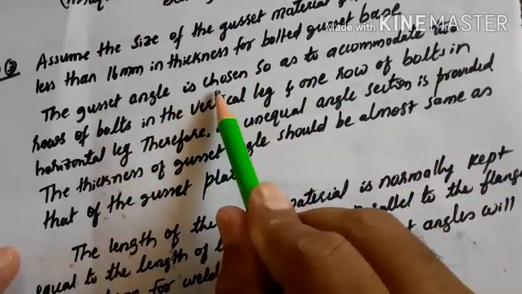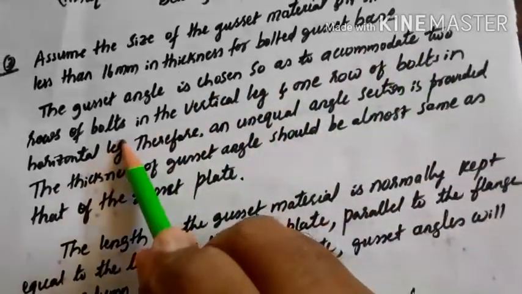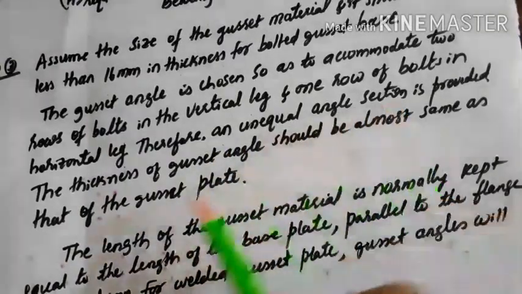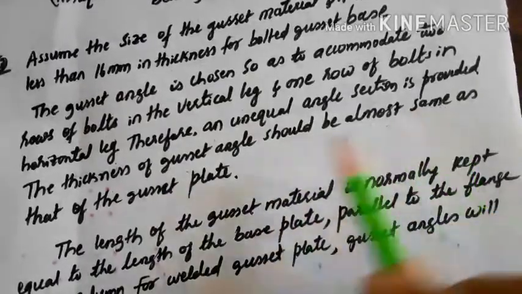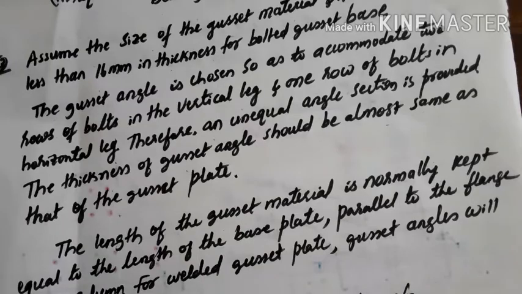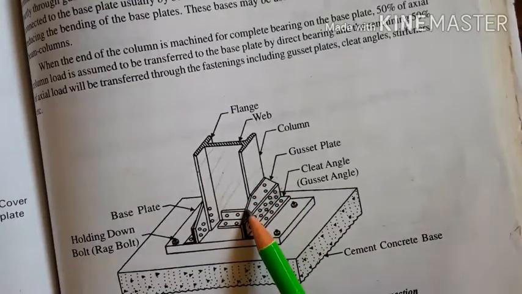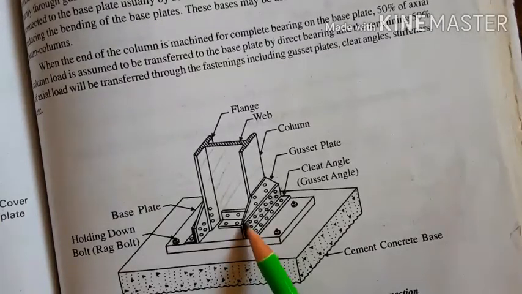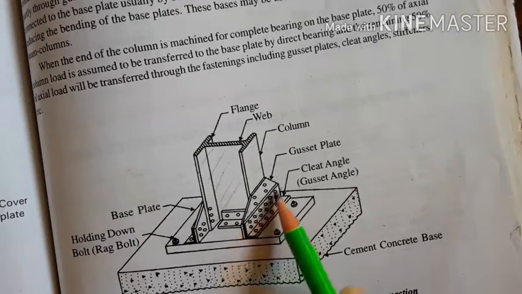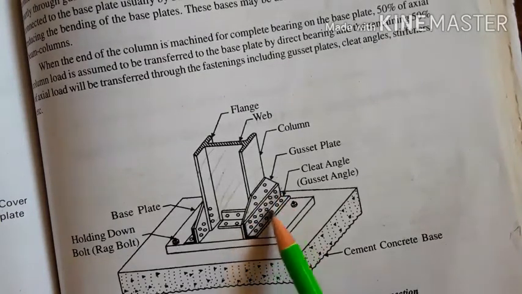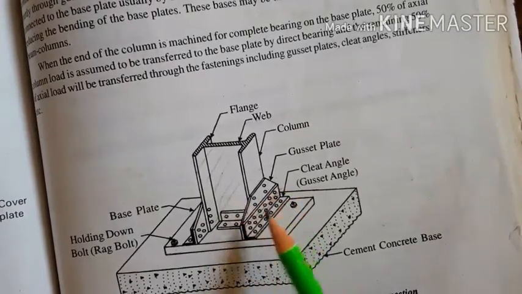That's why that has been given here. The gusset angle is chosen so as to accommodate two rows of bolts in the vertical leg and one row of bolts in the horizontal leg. Therefore, an unequal angle section is provided. The thickness of the gusset angle should be almost the same as that of the gusset plate. See here, this is the gusset. Whatever thickness you choose for the gusset material, the same thickness is to be chosen for the angle. The vertical leg, which is connecting to the gusset plate, should accommodate two rows of bolts, so this leg should be wider, and the horizontal leg, which is connected to the base plate, should accommodate one row of bolts. In such a way you have to choose the angle. It should be an unequal angle section.